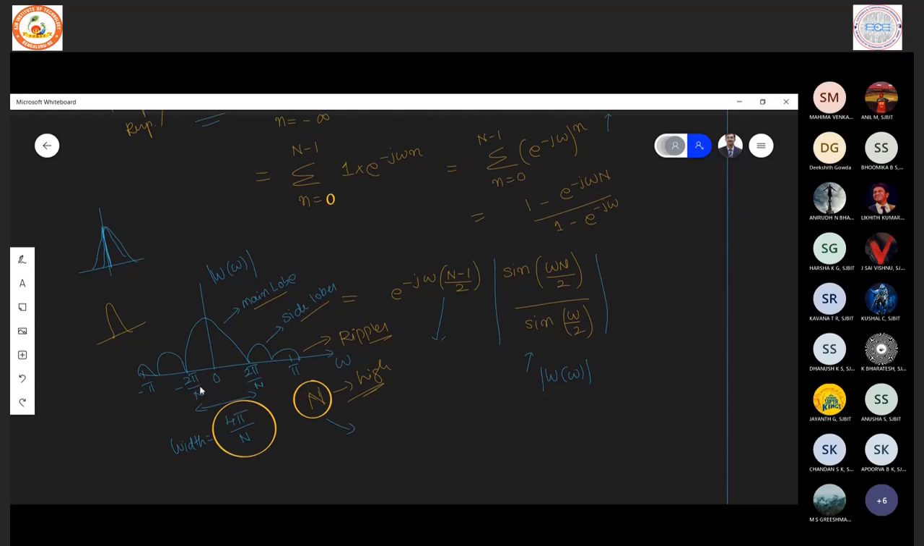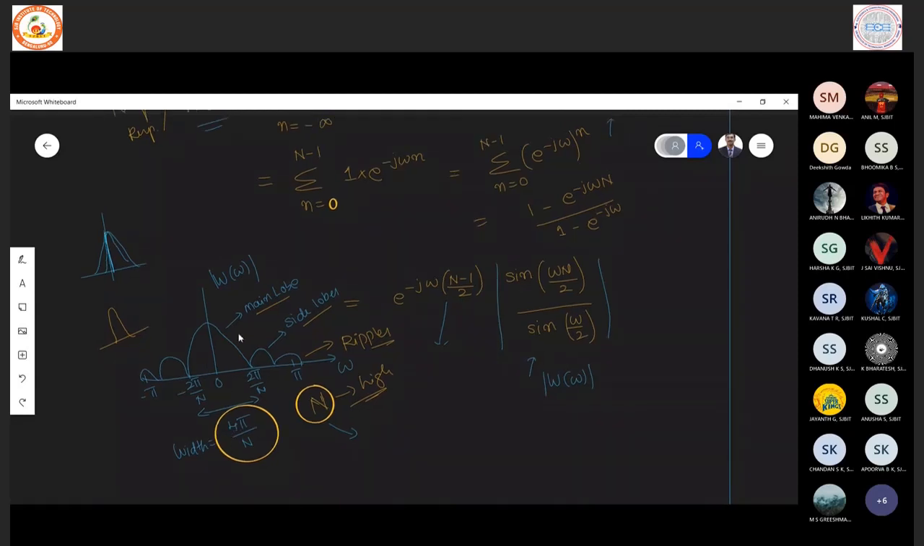So the width of the main lobe here, you can see, lies from minus 2 pi by N to 2 pi by N. So can we say the width is equal to 4 pi by N? Okay. So N is said to be the order, and as we know, for an FIR filter, the order is pretty high, correct? And the width here for a rectangular window is depicted as 4 pi by N.